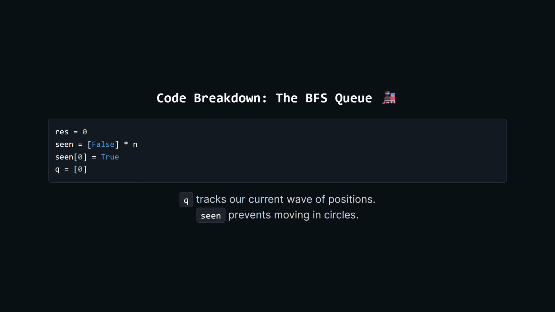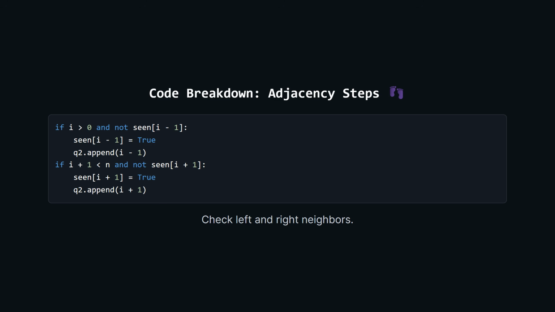Next, we set up our search queue. We start at position 0, mark it as seen so we don't go backwards in circles, and keep a counter for our jump result. As we process our queue, the first thing we do is check if we can simply step to the left or step to the right. If we haven't visited those neighbors yet, we add them to our next wave of spots to check.